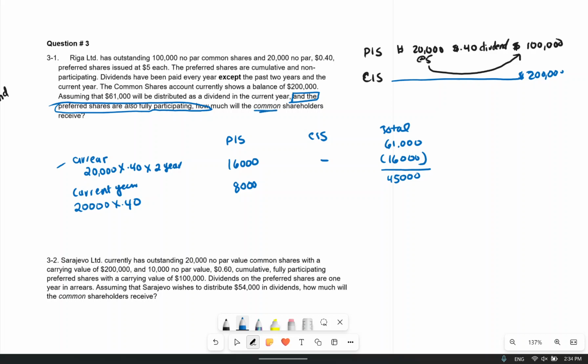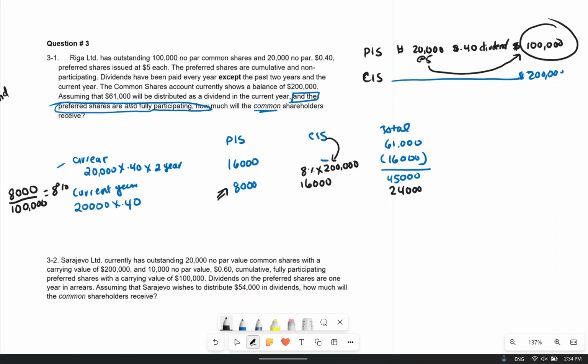And it doesn't matter how much we give to the common, we need to do the calculation. So we want to know what percent did they get. So we take the 8,000 divided by the value of your preferred shares, that is $10,000, 100,000. That will give me 8%. And we are going to give 8% according to their ownership in the company. And who is that? Common shareholders. So that is your 16,000, and we paid them 24,000.